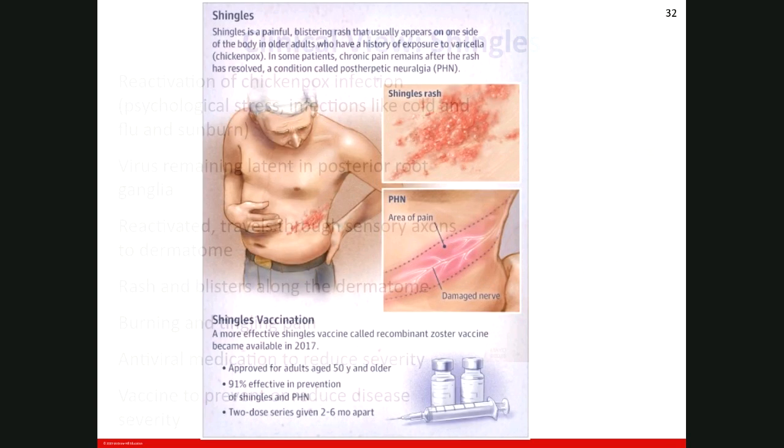In this picture, you can see the rashes of shingles. Most of the time it's unilateral. It happens only on one side. It's very itchy and painful. And nowadays we have vaccines against it, and we can use different types of NSAIDs, non-steroidal anti-inflammatory drugs, to reduce the pain and itch.